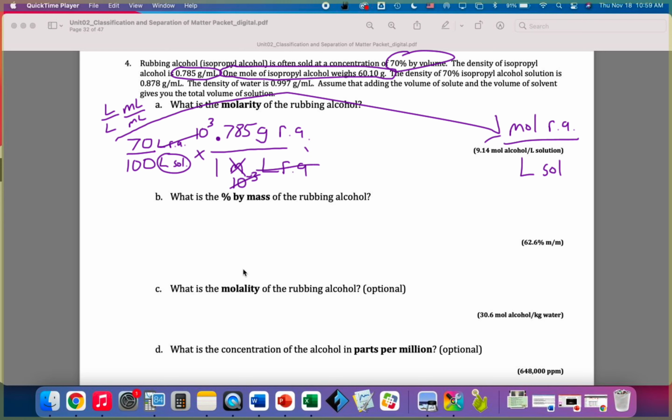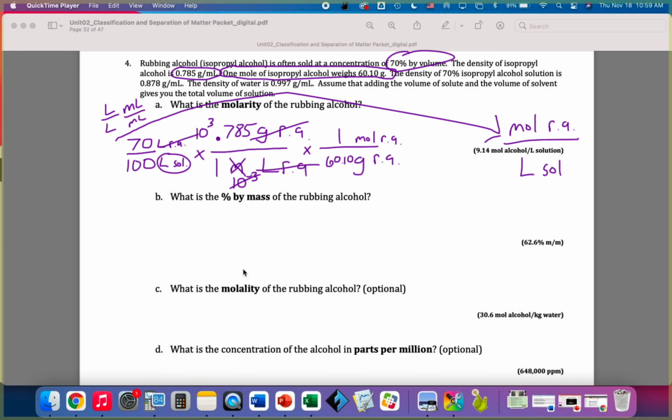So if I could cancel that grams of rubbing alcohol with moles of rubbing alcohol, we'll be done with this problem. So sure enough, if you add up all the elements in isopropyl alcohol, you would get a molar mass of 60.10.